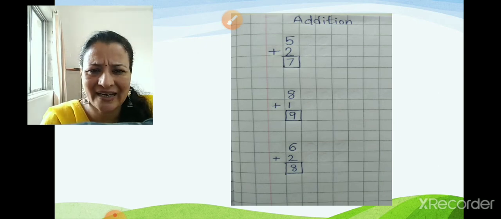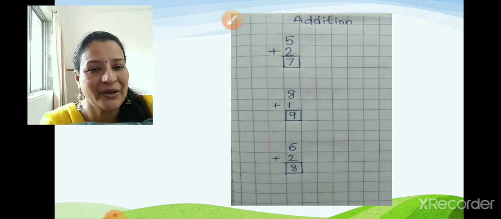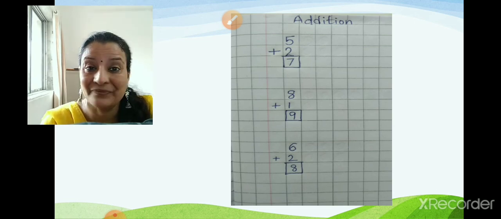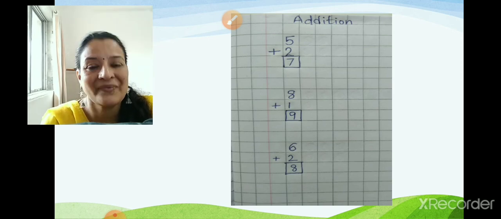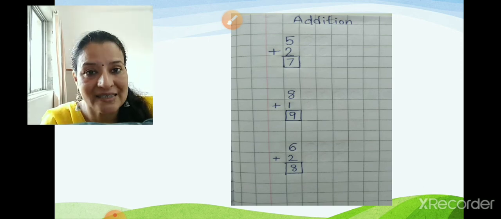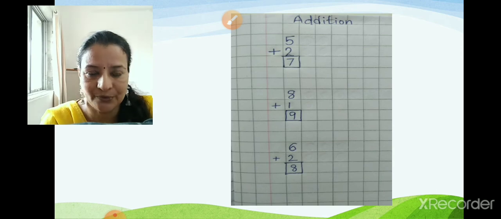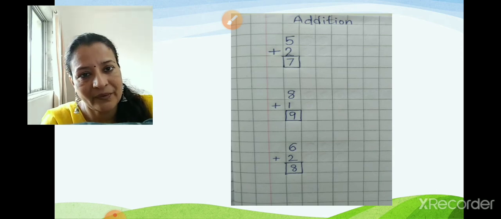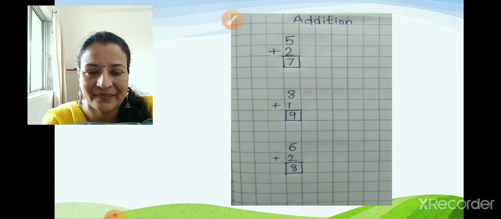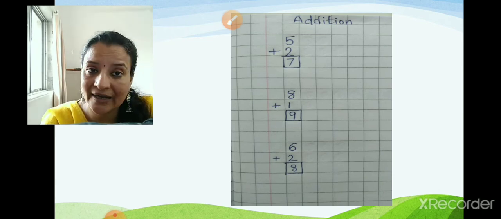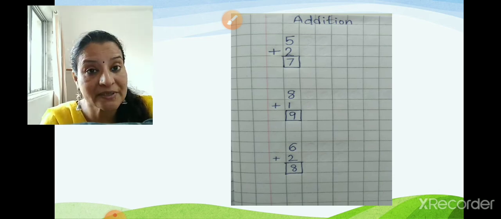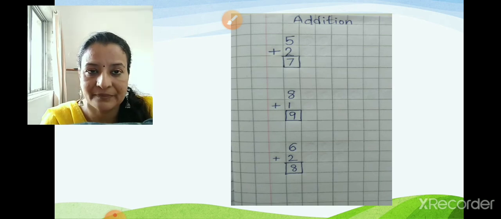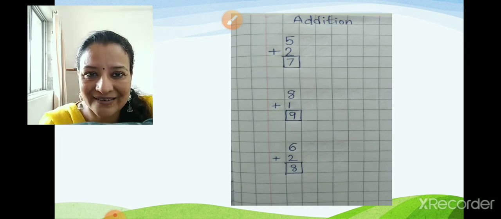Let us quickly do one more sum. And I am very sure you all will be able to do before the teacher does. The number is 6 plus 2. Now, start adding. Put both the numbers together. Add them. See the total. Now, who has got it first? Got the answer? Yes.